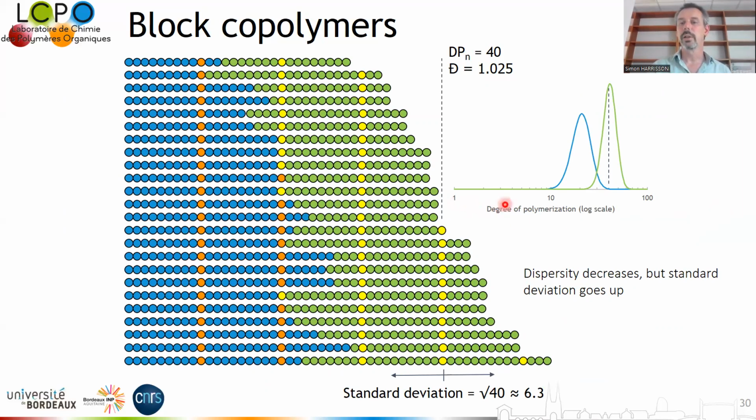So if we look at the molecular weight distribution on the logarithmic scale, we can see that the distribution of the block copolymer is substantially narrower. At the same time, the absolute standard deviation has increased, and we've passed from about 4.5 to now about 6.3.